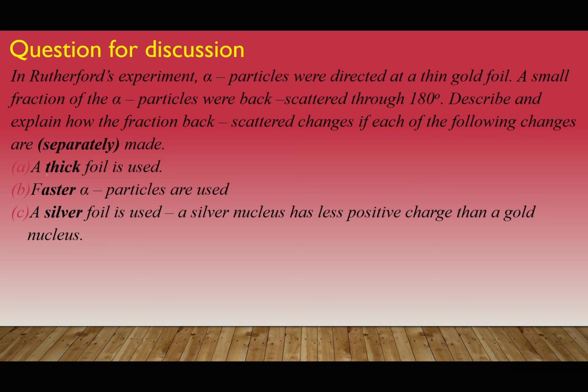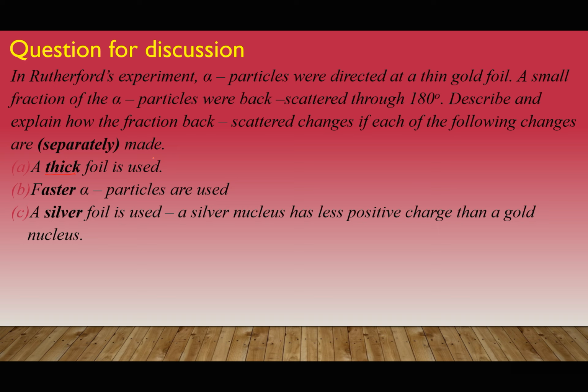Number one, they use a thick foil of gold. A thick foil is used. Of course, when we talk about thickness, it means we increase the number of atoms. If we have more atoms, it means we have more nuclei. And if we have more nuclei, it means there is a greater chance of an alpha particle coming close to a positively charged nucleus. So the fraction backscattered increases in that case, because there is a greater chance of an alpha particle approaching one of the nuclei in the thick foil.